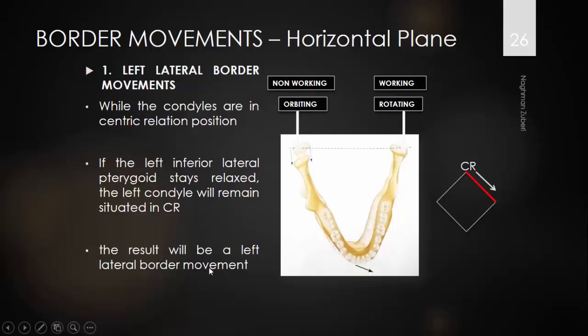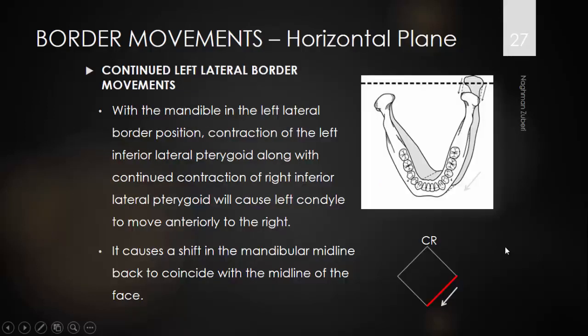Then continued left lateral border movement: with the mandible in the left lateral border position, contraction of the left inferior lateral pterygoid along with continued contraction of the right inferior lateral pterygoid will cause the right condyle to move anteriorly to the left side. It causes a shift in the mandibular midline back to coincide with the midline of the face.